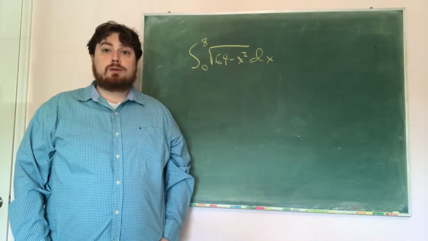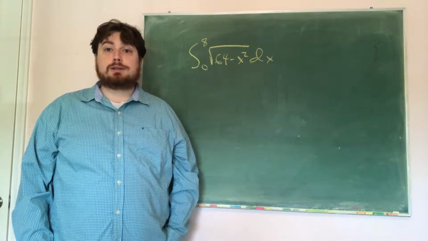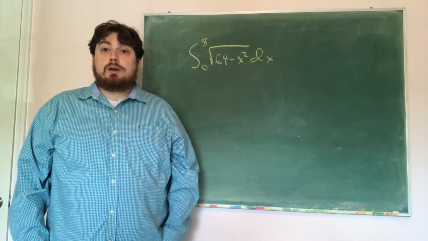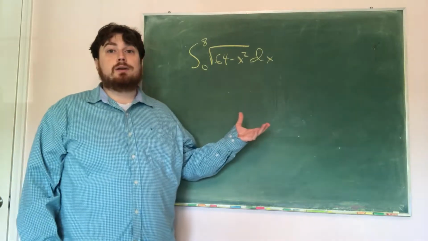As we go through, we try to find the integral from 0 to 8 of the square root of 64 minus x squared dx. Now as we're looking at this, we're going to try to find a definite integral, so we want to find the area under the curve.